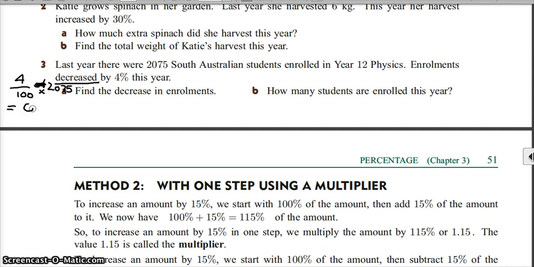So that looks like this. 0.04 times 2,075. What does that give us? 83. So there's 83 less enrolments now. Find the decrease. There's 83 less enrolments. What do we have to do over here, Greg?